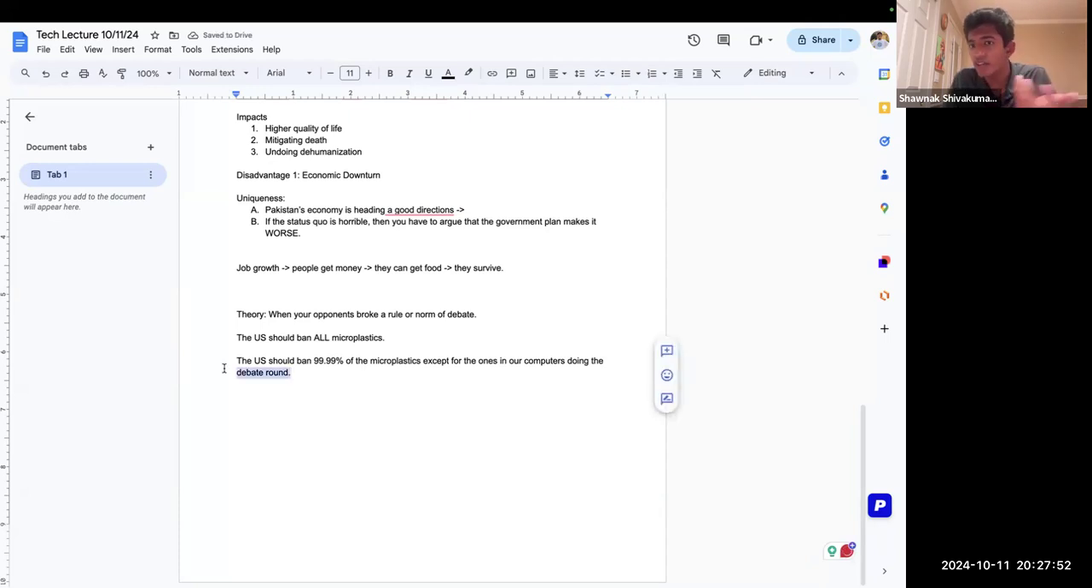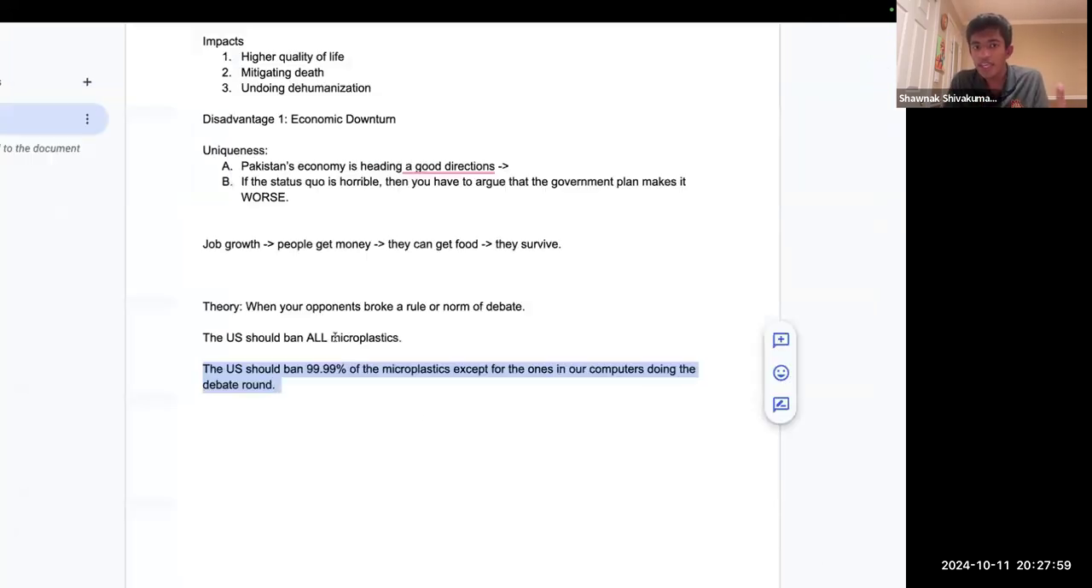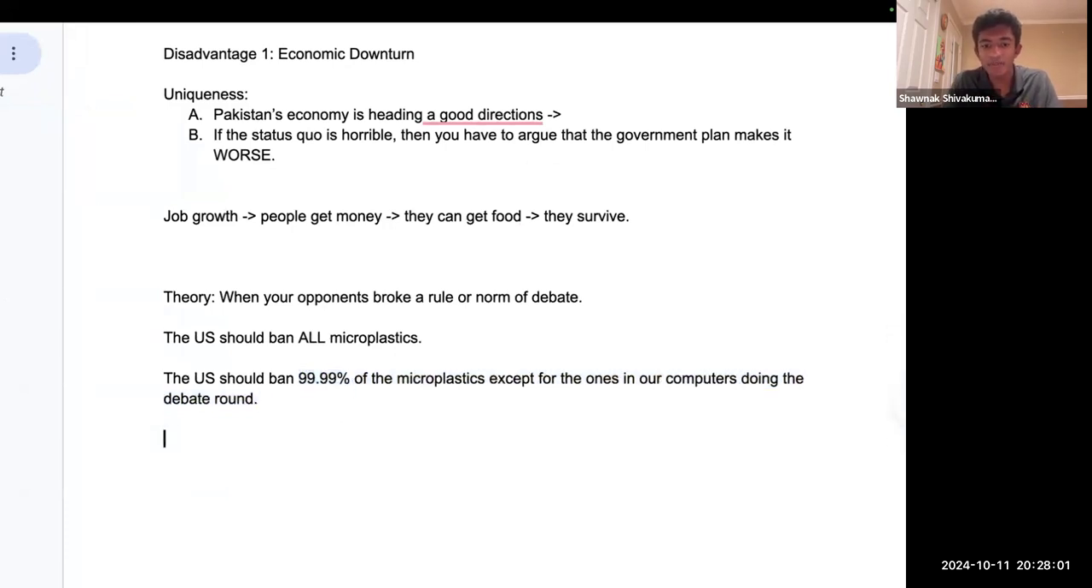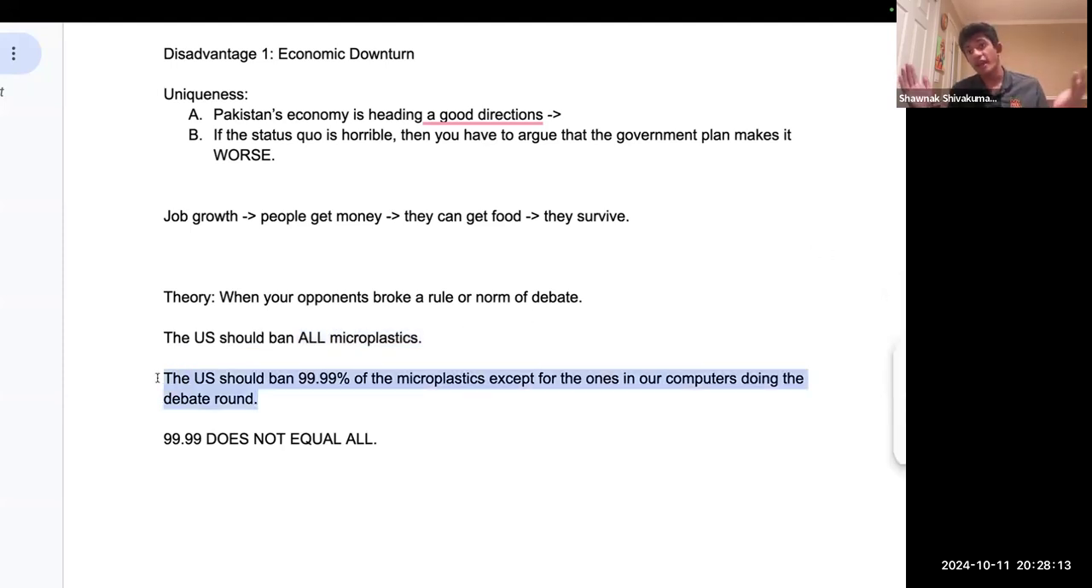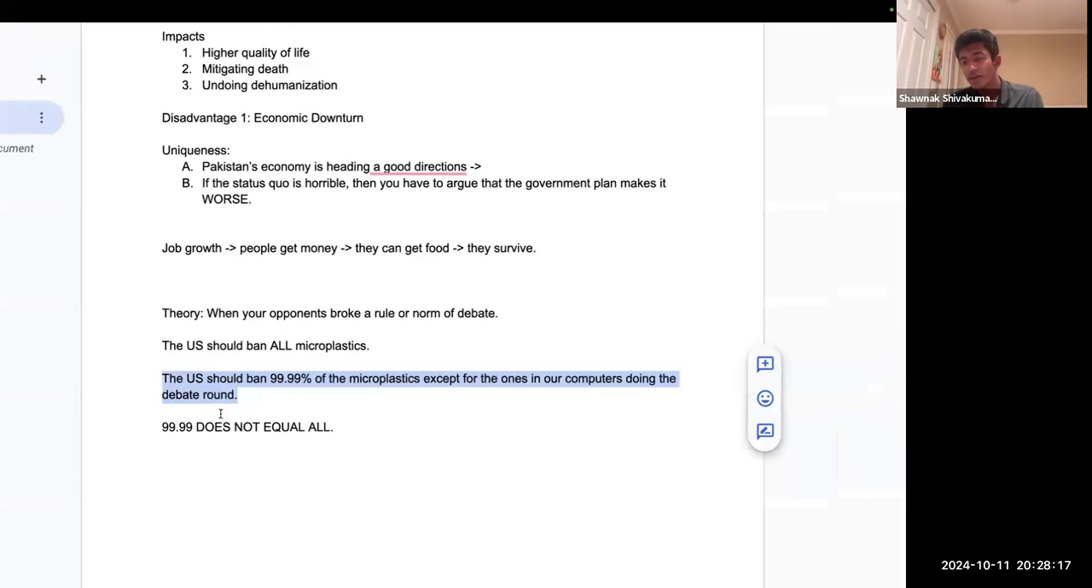Is this a sufficient neg advocacy? Is this inherently, does this work? Yeah, because the 99.99% does not equal all, right? So side government has to defend banning all microplastics. Side negative can say, well, we don't ban all, we ban every single one except for my computer I'm holding right here, right? Technically, there's nothing in the rules that says you can't do that. That's technically totally valid, totally legit.